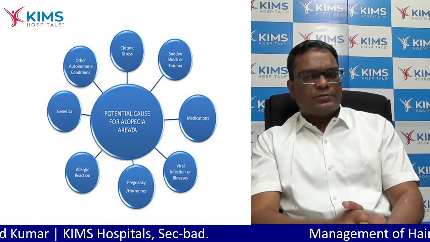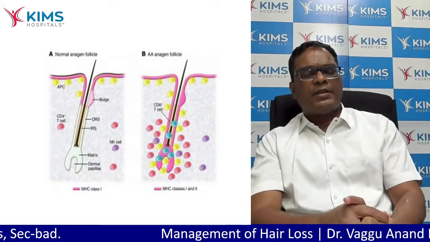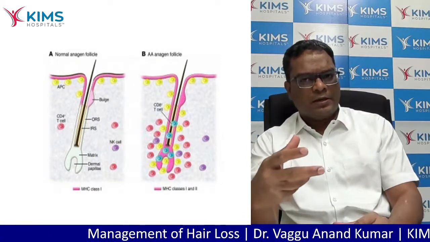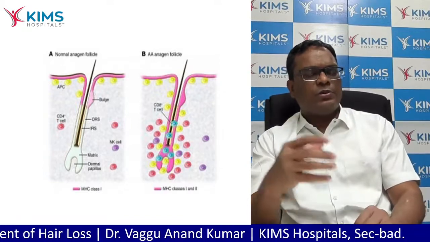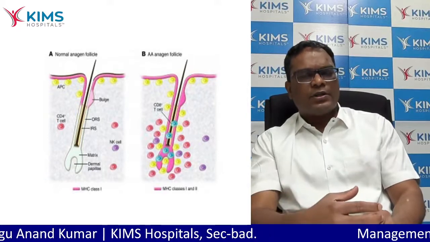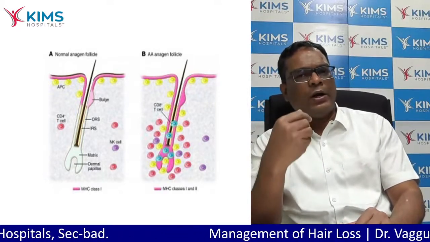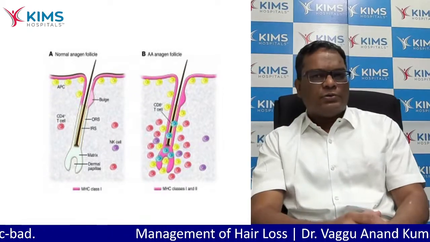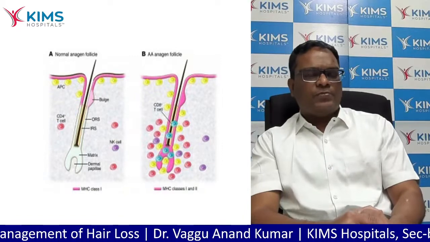Next slide, please. So this is alopecia areata. What happens? There is a blood supply for the hair follicle. In the blood supply, there are white blood cells. What do they do? If any foreign thing enters the skin or the body, like any bacteria or virus, they recognize it as foreign, and then they go and attack it and kill it. So in simple language, we call it immunity.